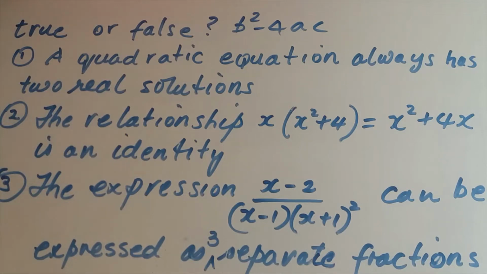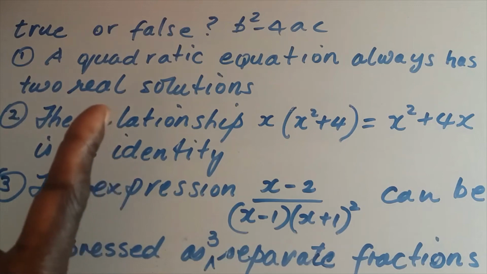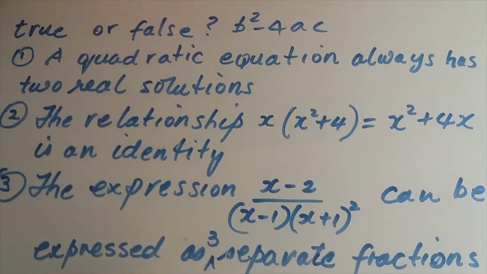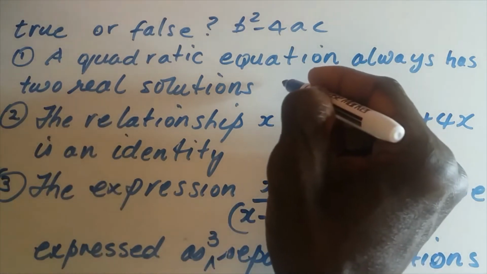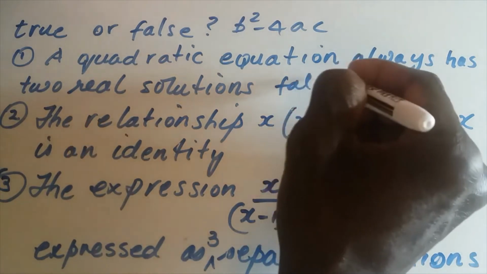There are three conditions. If it's greater than 0, we have two real distinct roots. If it's less than 0, we have no real roots. And if it's equal to 0, we have equal roots. Well, just on the second condition, where b squared minus 4ac is less than 0, we have no real roots, makes this a false statement. So we'll write false here.